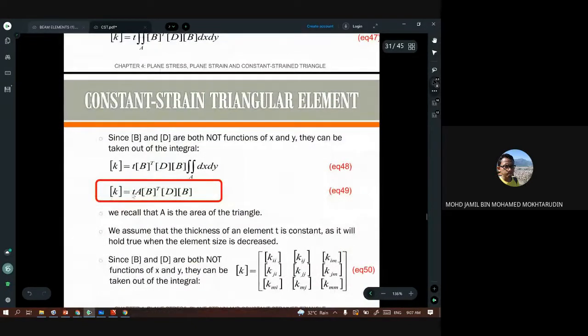K equals T times A times B transpose times D times B. This D is the D previously. T is the thickness of the element, and A is the area of the triangle. And B is the one that I showed earlier. And B transpose, you need to transpose the matrix B that you obtained earlier. So you need to know what a transpose is. Later, we will see an example of how to calculate K.